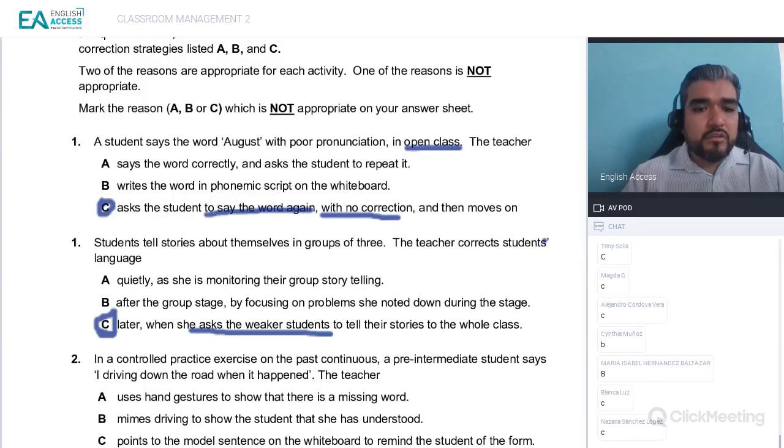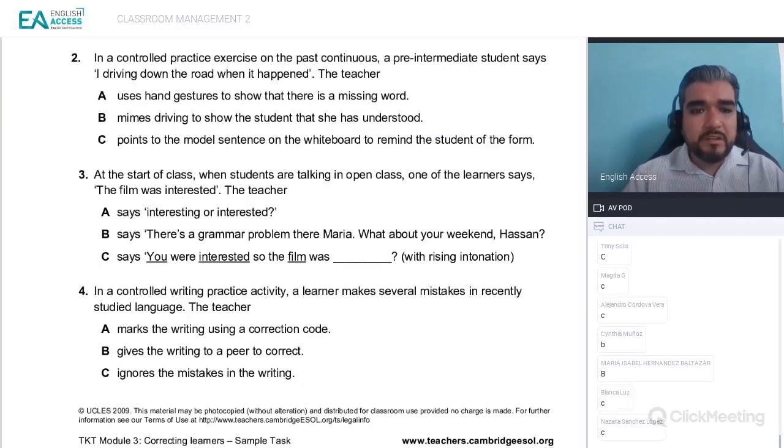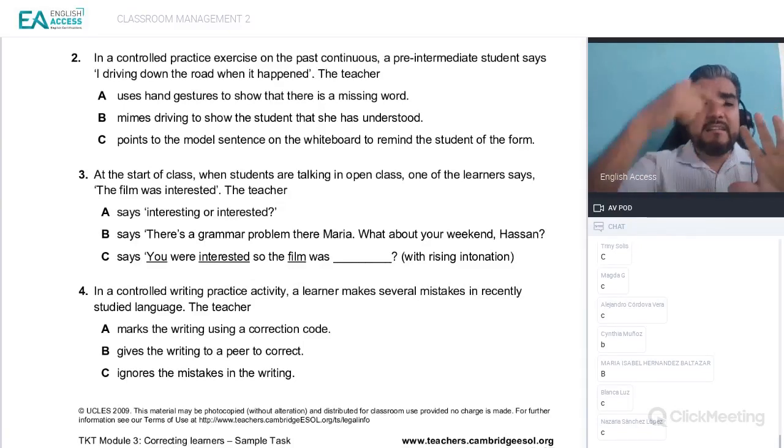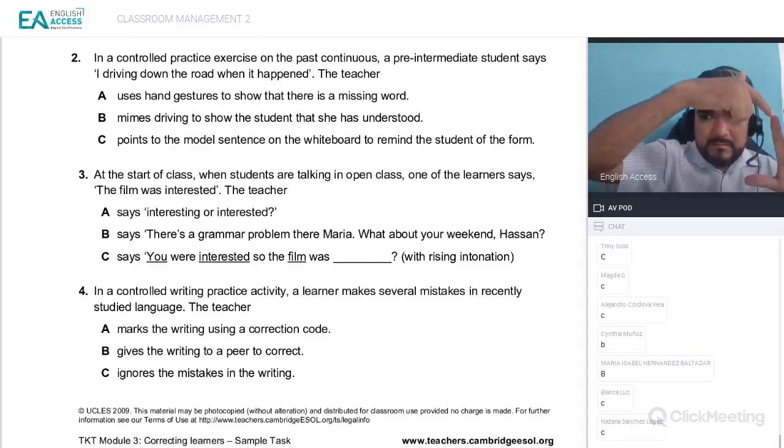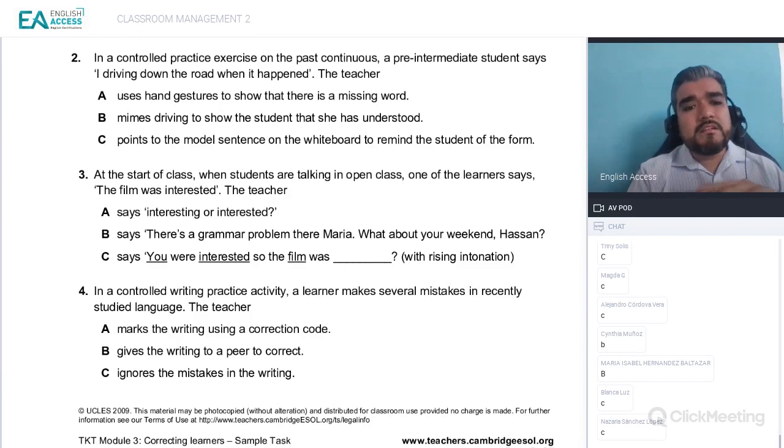Number two says, in a controlled practice exercise on the past continuous, a pre-intermediate student says, I driving down the road when it happened. The teacher uses hand gestures to show that there is a word missing, probably the finger technique. I driving, I driving, missing something. Probably the teacher mimes driving to show the student that she has understood. Or the teacher points to the model sentence on the whiteboard to remind the student of the form. What do you think is not appropriate?